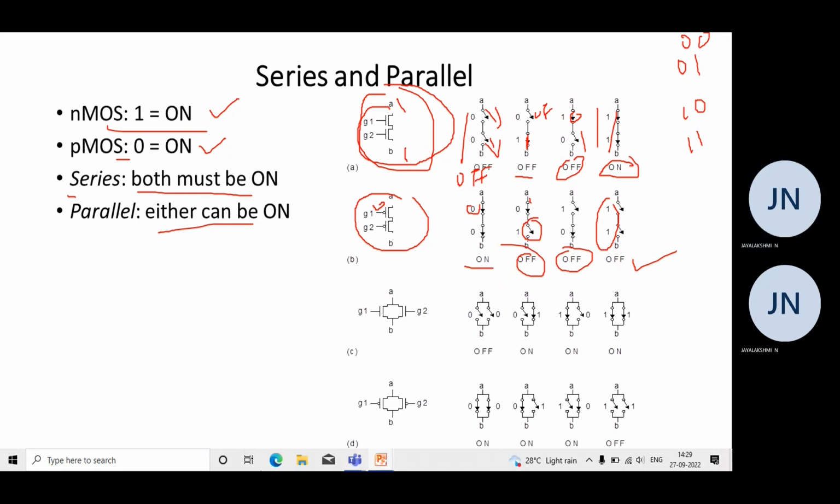Next, coming to parallel connection. This is how the NMOS transistors should be connected in parallel. In the parallel connection, if both are 0 0, the NMOS transistor is off. For a parallel connection, either can be on. So here, if you are supplying 0 it is an open circuit, and if you are supplying 1 it is a closed circuit. Either any one of the inputs is on, so that's why the output is on. Here also, either any one, so the output is on. Here also both are 1 1, so the output is on.